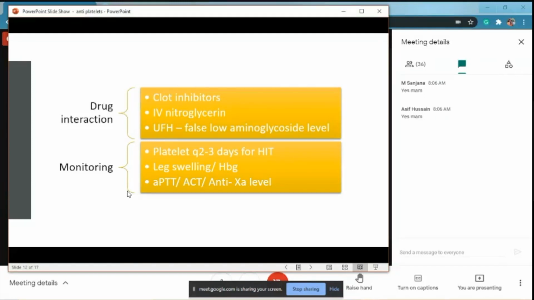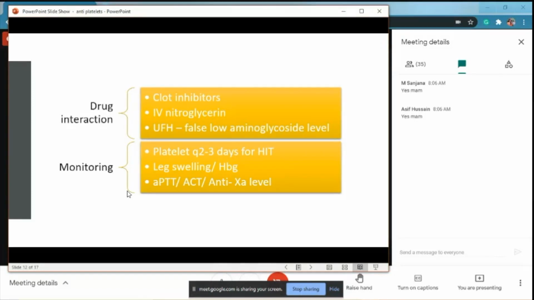Containing heparin. So before withdrawing the aminoglycoside sample. Okay. Now let's have a look at the monitoring here. So both for unfractionated and low molecular weight heparin, we can monitor the platelet every 2 to 3 days for HIT. So we usually don't want to monitor for all patients. Only in case of HIT, we have to monitor for 2 to 3 days.